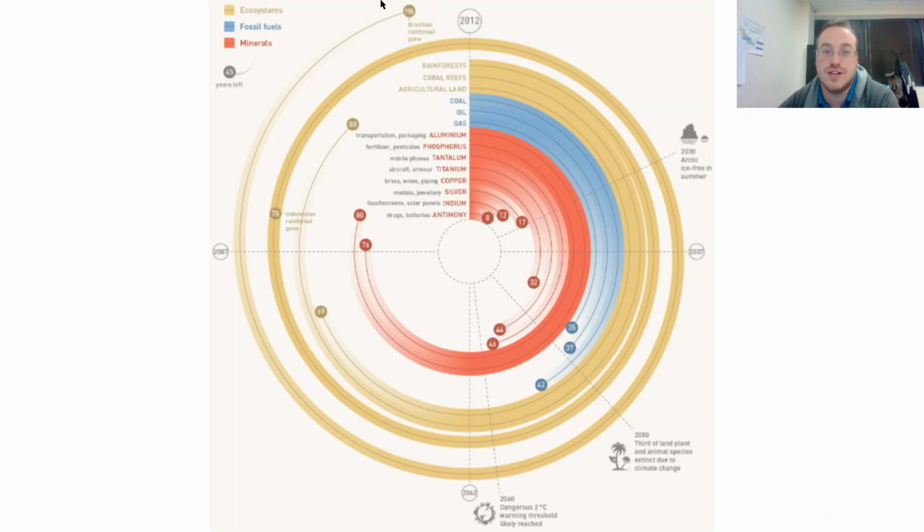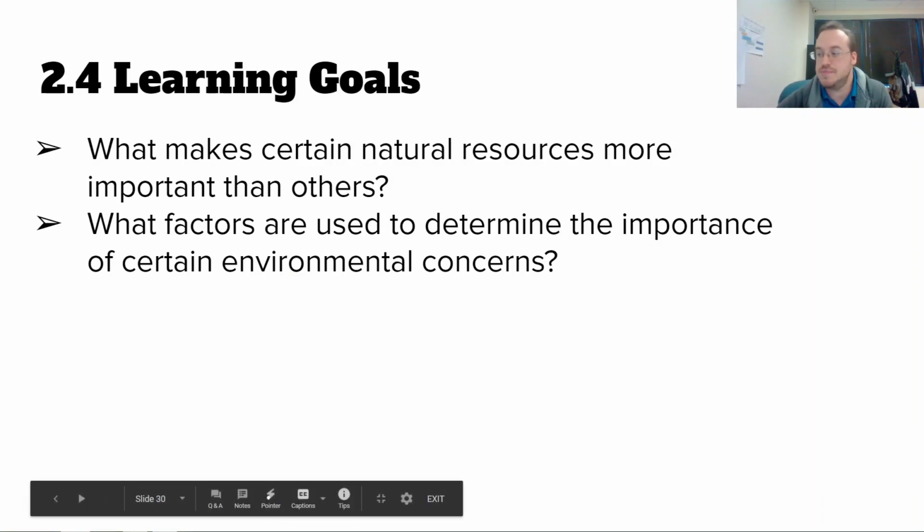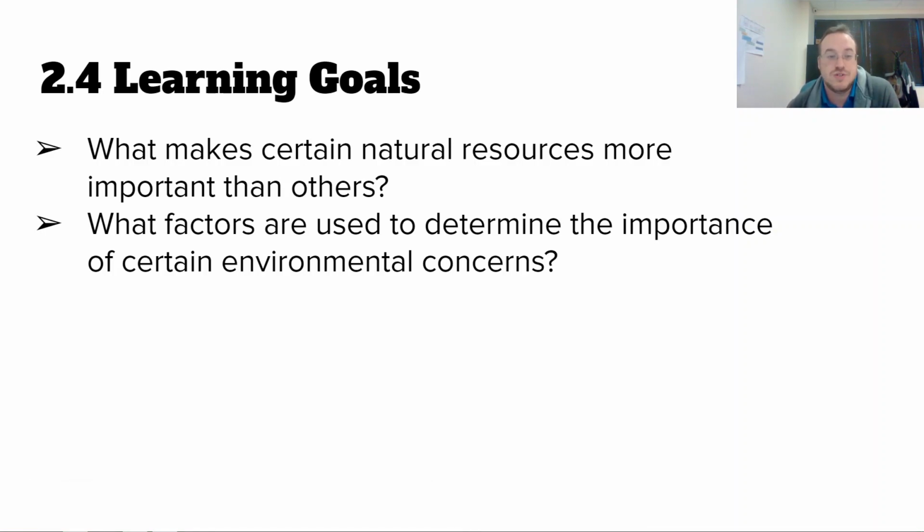The Brazilian rainforest, a lot of work is being done to keep it intact and growing and preserving that environment, that whole ecosystem. But due to logging and burning of the jungle, it's deteriorating. It's being lost. All right, so today we talked about what makes certain natural resources more important than others. We also talked about what factors are used to determine the importance of certain environmental concerns.